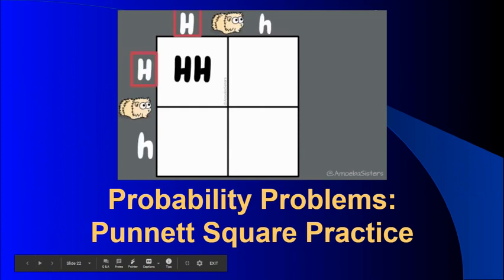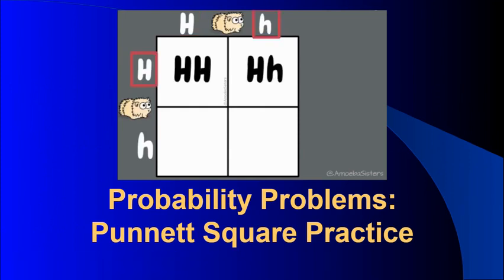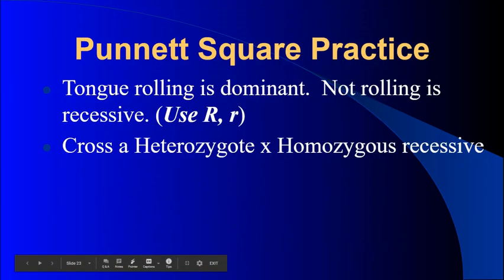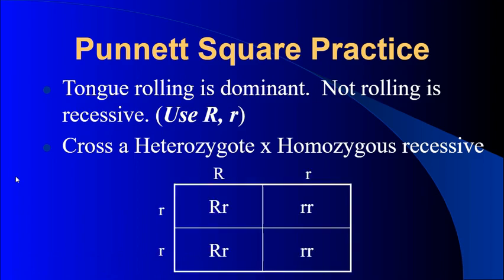All right, so now we're going to look at a couple of random Punnett square practice problems. For these problems, we're going to use the tongue rolling trait. Tongue rolling is dominant and not rolling the tongue is recessive. And we're going to use the letters big R and little r. So first we need to cross a heterozygote and a homozygous recessive. Heterozygote is big R, little r. Homozygous recessive is little r, little r. And there you can see our completed Punnett square.